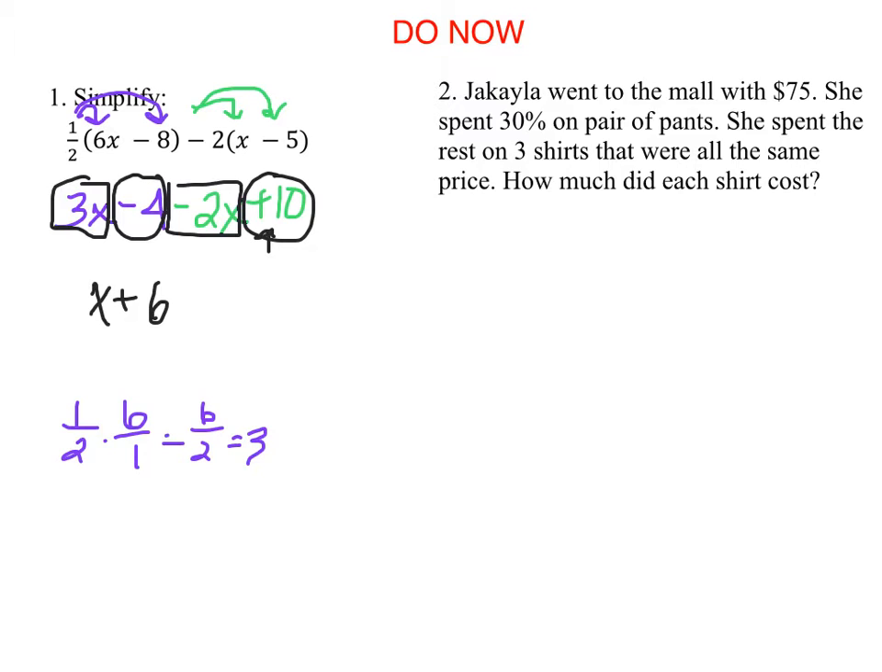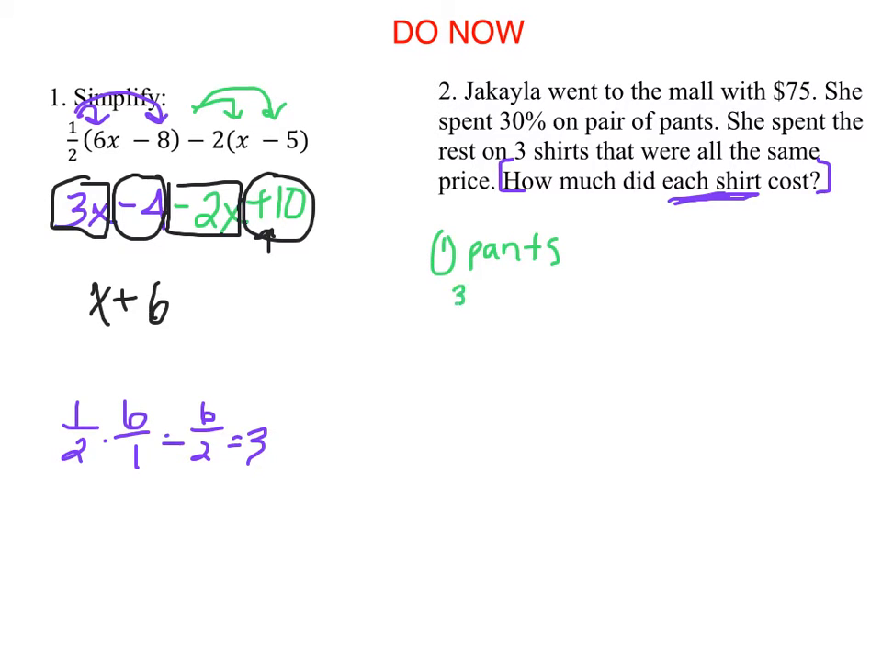Number 2 is a review from our percents unit a while back. So number 2 says, Jacayla went to the mall with $75. She spent 30% on a pair of pants. She spent the rest on 3 shirts that were all the same cost. How much did each shirt cost? Automatically, I know I'm looking for how much one shirt cost. Each shirt, that's singular, I'm looking for one shirt. So first I need to figure out what the 30% of 75 is, how much she spent on the pants. So my first step is to find how much she spent on the pants.